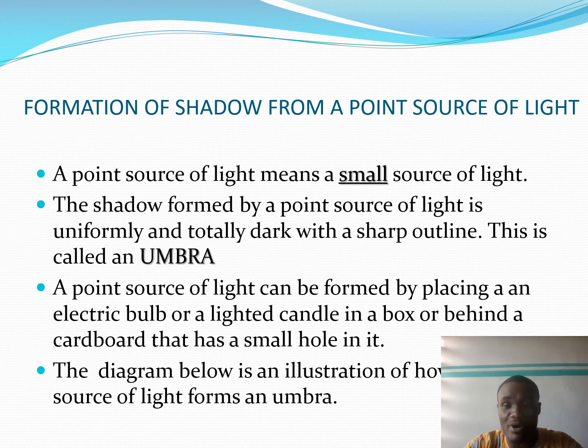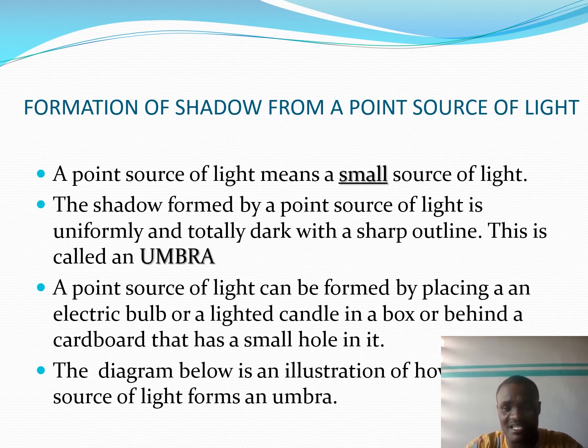The shadow formed by a point source of light is uniformly and totally dark with a sharp outline. I will show you the image right now. This is called umbra, the total darkness or total dark area formed when a point source of light is blocked by an opaque object. It is called umbra, that is total shadow. A point source of light can be formed by placing an electric bulb or a lighted candle in a box or behind a cardboard that has a small hole in it.